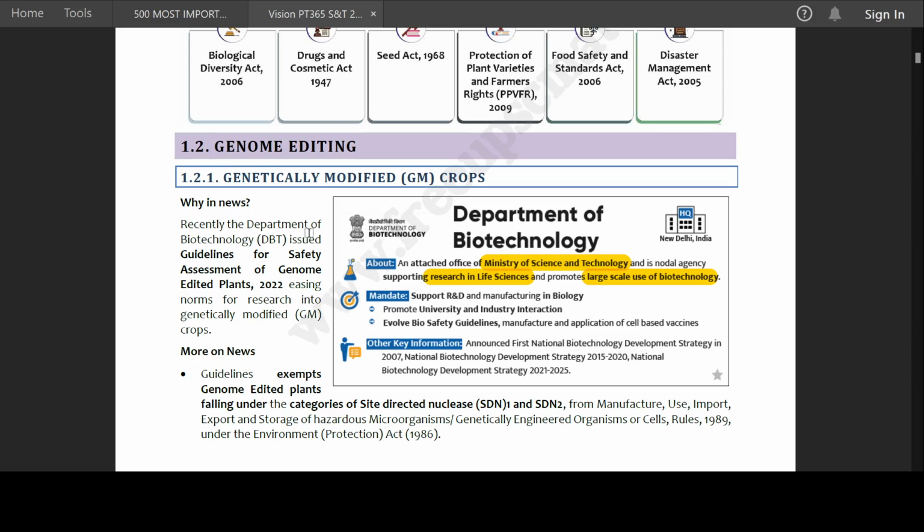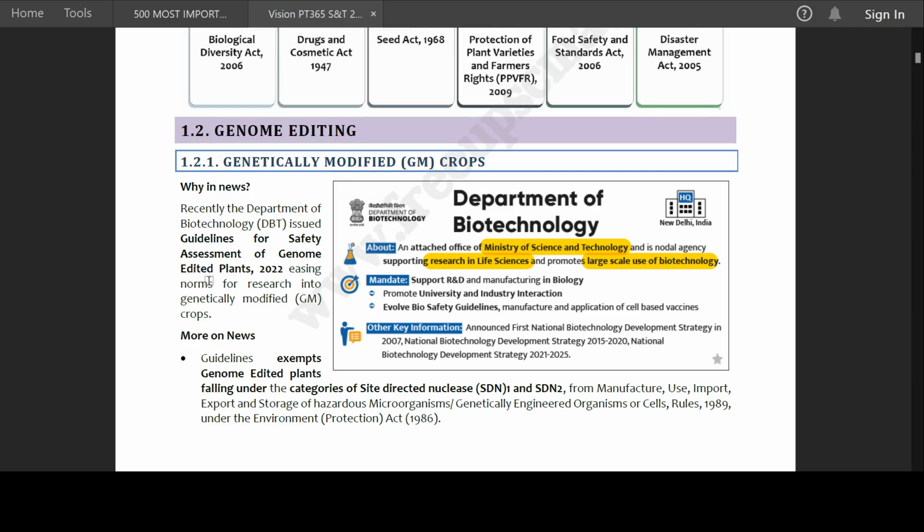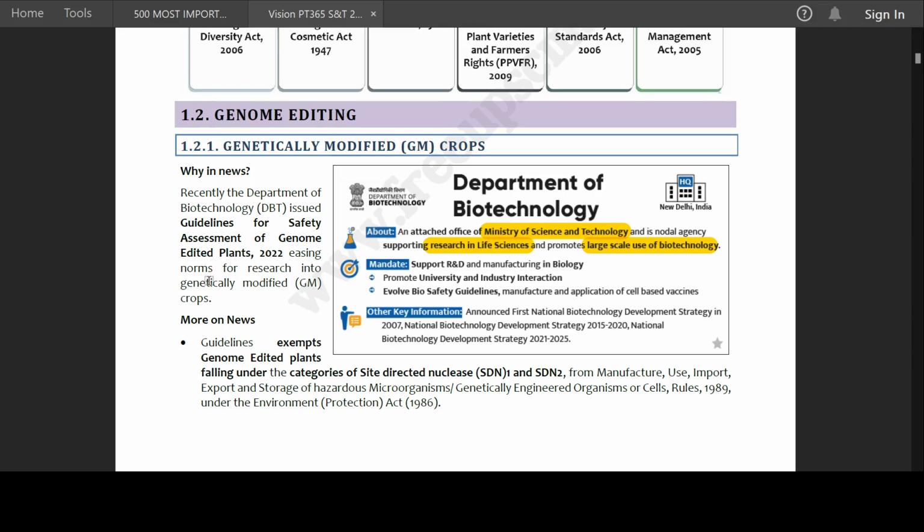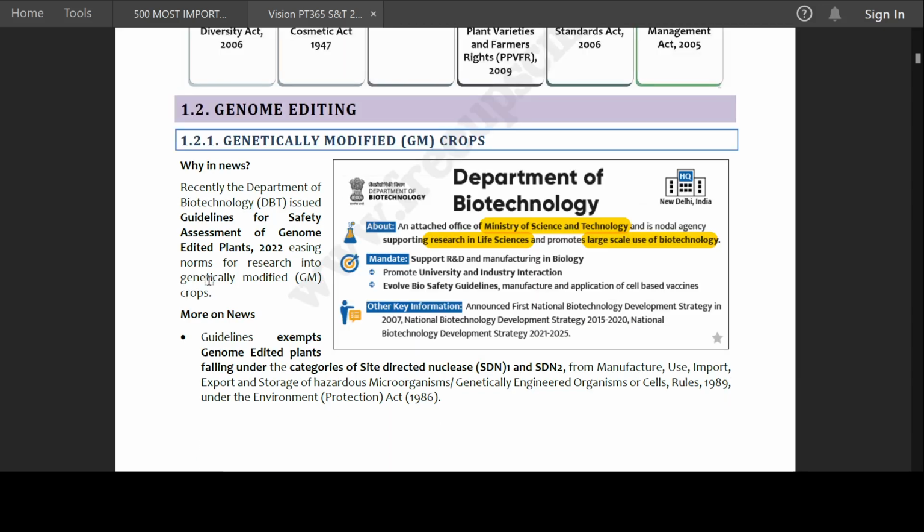GM crops are always in news every now and then. It is a very important topic. Recently, the Department of Biotechnology, which is coming under the Ministry of Science and Technology, issued guidelines for safety assessment of genome edited plants. So for those plants which were edited by genome editing, how to do the assessment? Those guidelines were given by the Department of Biotechnology, easing norms for research into genetically modified crops.